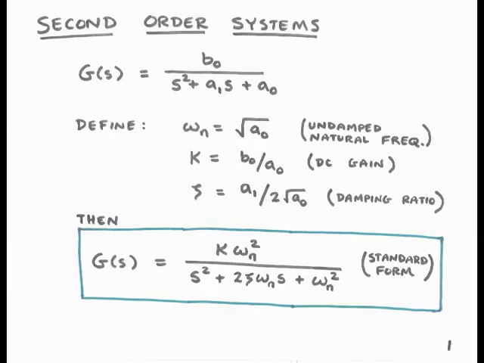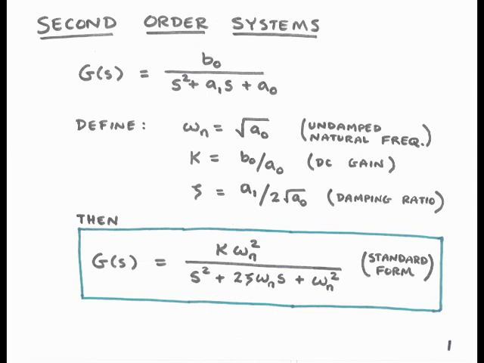In this presentation, we'll examine second-order systems, specifically their transient response, and this follows up to our study on first-order systems. So let's start with our definition of a second-order system that we'll consider. G of s equals b naught over s squared plus a1s plus a naught. We're going to convert this into a standard form, much like we did for first-order systems. For this conversion, we'll need to define a few constants.